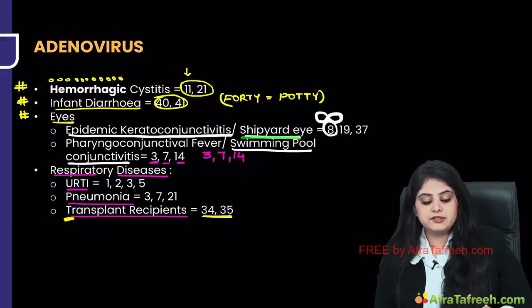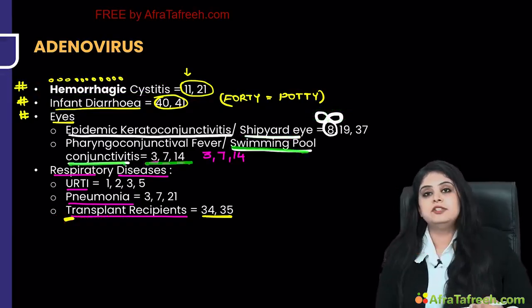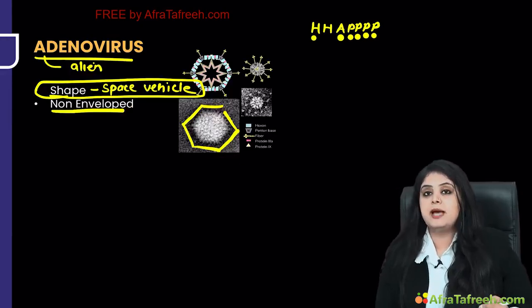After that, the two eyes. The shipyard eye looks like 8, so 8. And for swimming pool we have 3, 7, 14. That definitely marks an end to almost everything of the happy mnemonic.